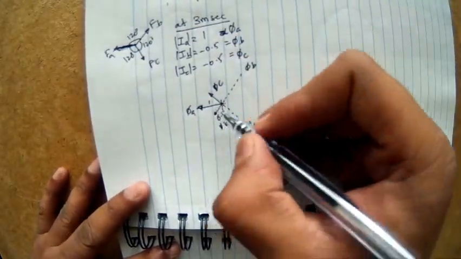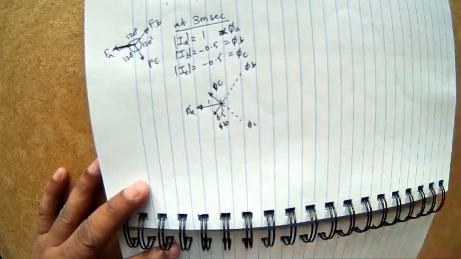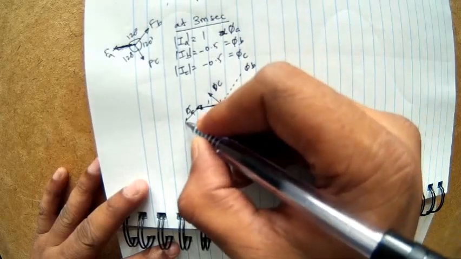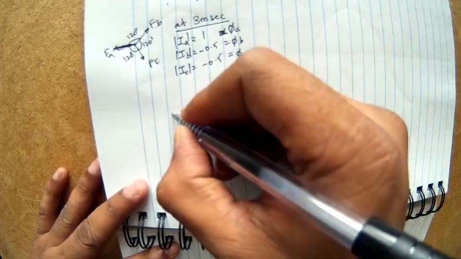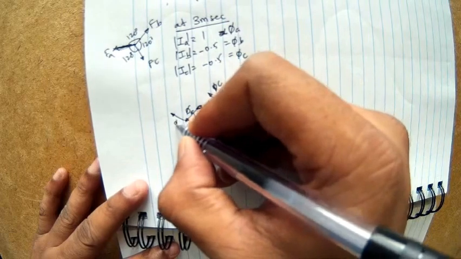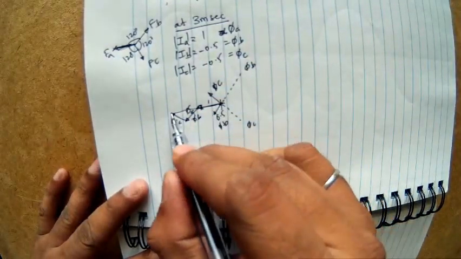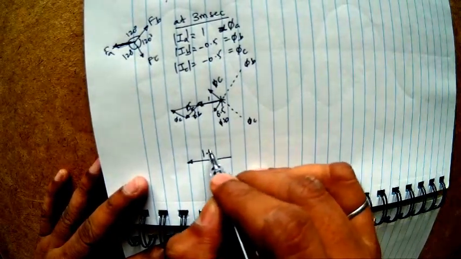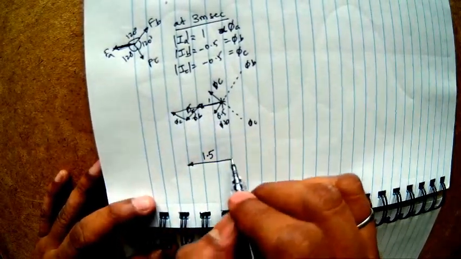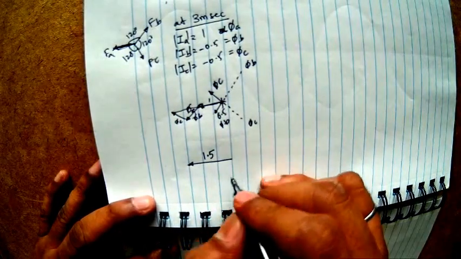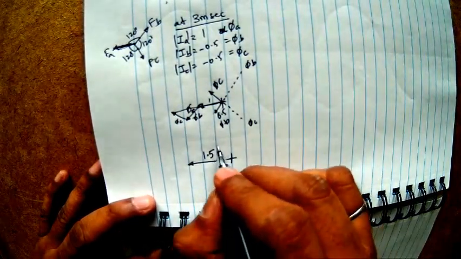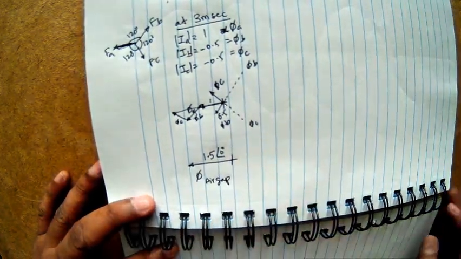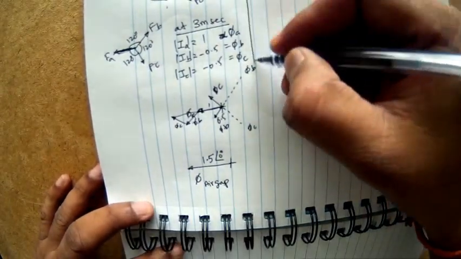What is the resultant flux? Phi A plus phi B plus phi C. To add the vectors, I take phi A, then I attach phi B to the end of phi A, and then attach phi C to the end. So this is phi B and phi C. The resultant is from here to here. Let me mark it here. If you use trigonometric functions, you will easily calculate the length is 1.5 and the angle is 0 degrees. This is the flux in the air gap. So this is what happens at 3 milliseconds.